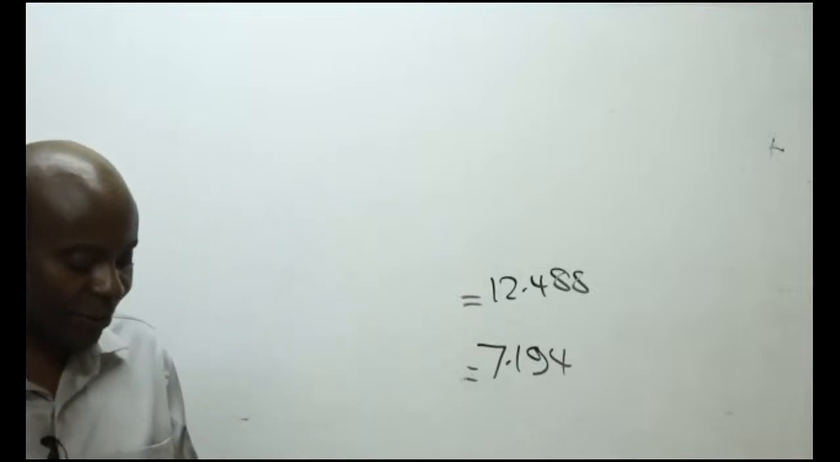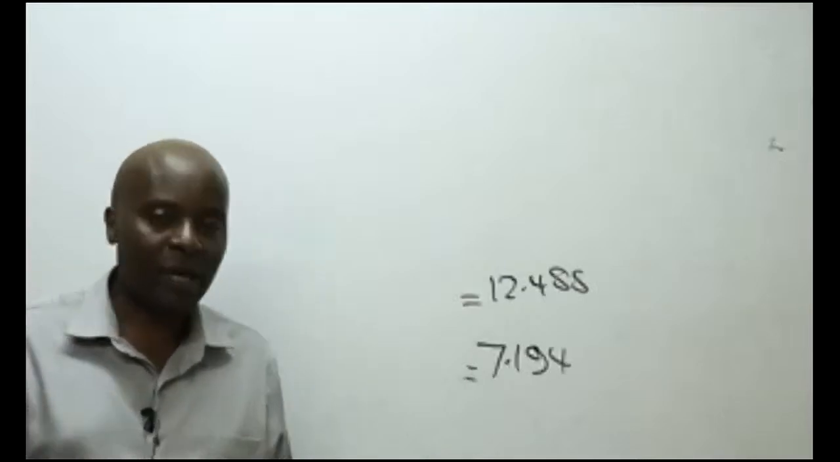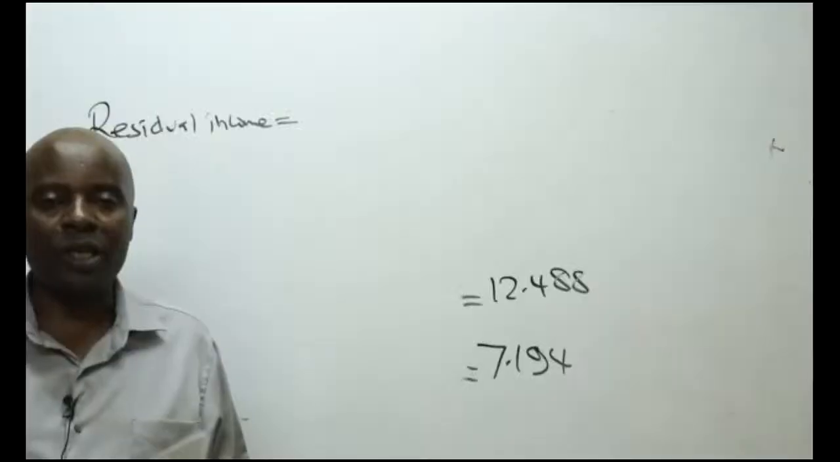Now, ladies and gentlemen, we go straight away to the second part of this question. My able administrator, please show them the question, question number 3 of Brace Company. In the requirement, they wanted us to calculate both the return on investment and residual income of the new investment for each of the 2 divisions. Already we have done ROI. Now we want to do the residual income. Could you kindly give us the formula of residual income? Residual income equals what?